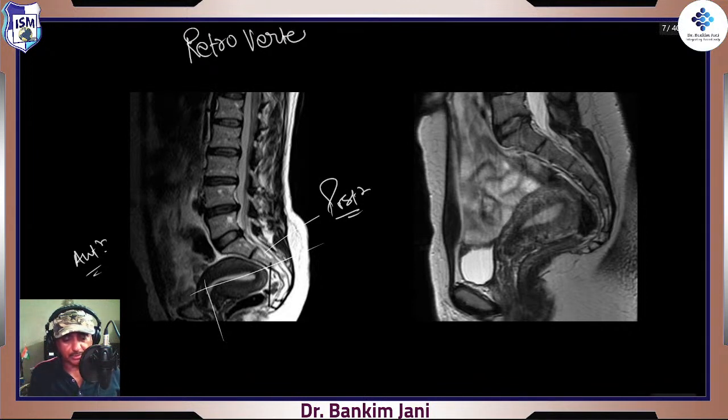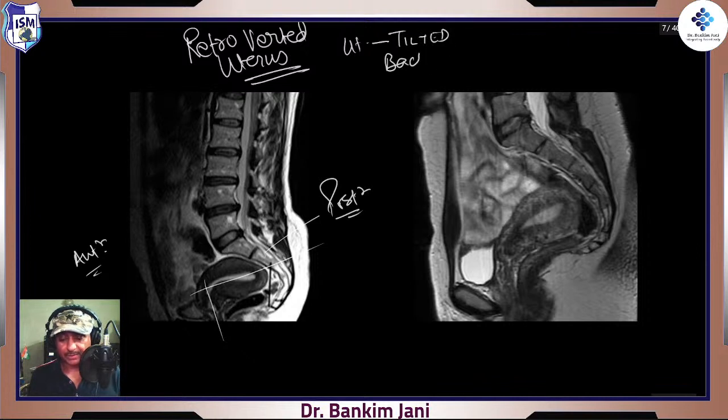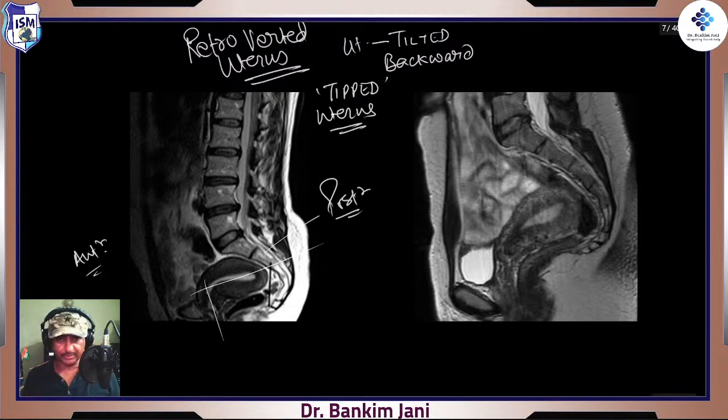This is what is called the retroverted uterus. This is figured out when you are doing ultrasound or CT or MRI. In that you figure out that the uterus is tilted backwards. So there is another name for it, what is called the tipped uterus.